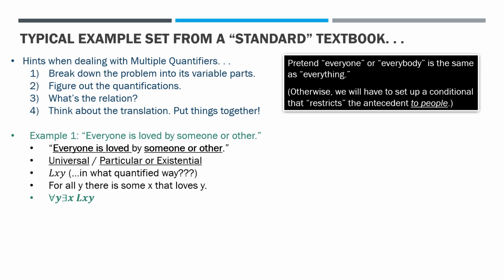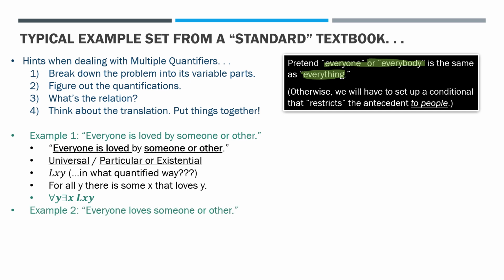As I noted, we're making a simplified assumption here. We're going to pretend everyone or everybody is the same thing as everything. Otherwise, we would have to set up a conditional that restricts, so to speak, the antecedent to people. We would have to specify that explicitly. But here, we're going to restrict the domain to people, so we're all right.